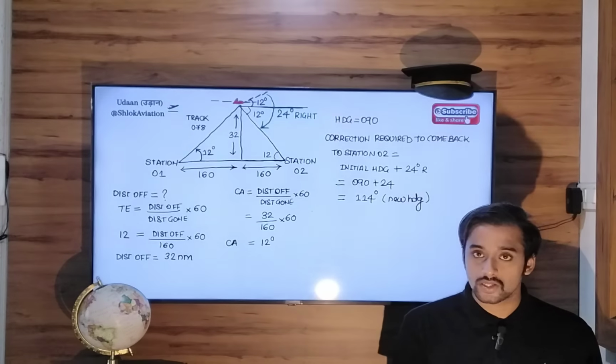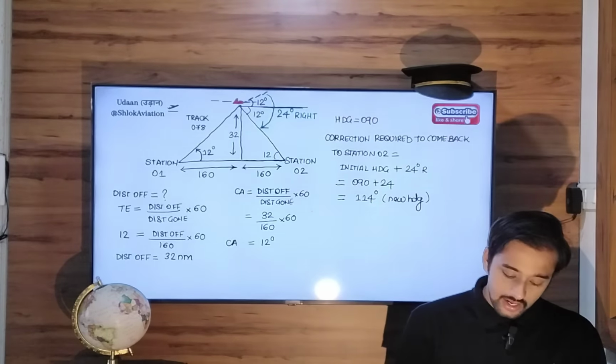Okay. And next part of the question tells us to find the track from departure. That is, from this departure station to the final destination station, what is the angle of this track? What is the direction of that track? Now we know the direction of this track is 078. The difference between these two tracks is 12 degrees. The track error is 12 degrees.